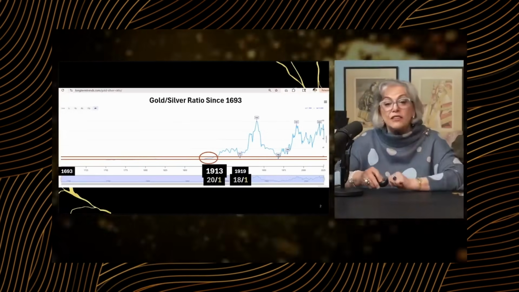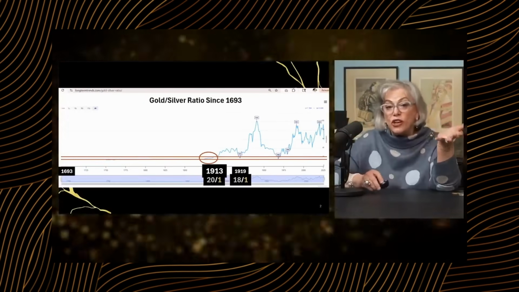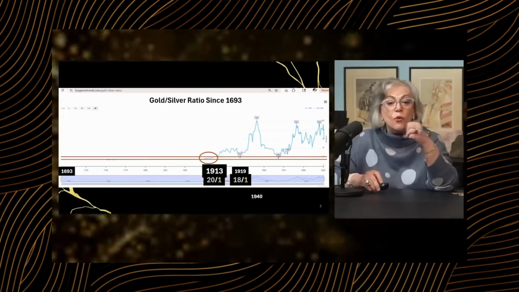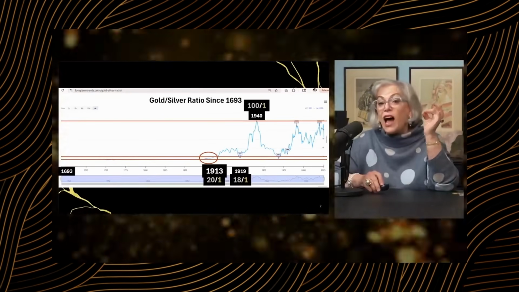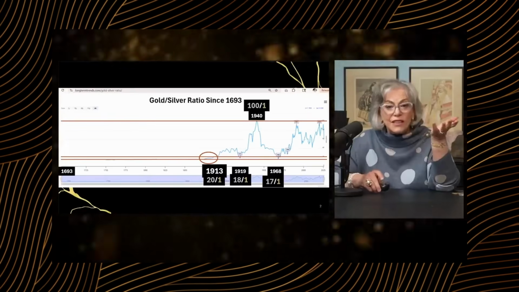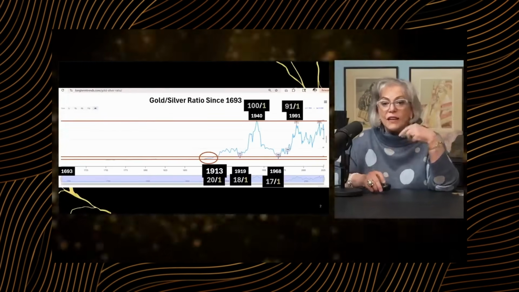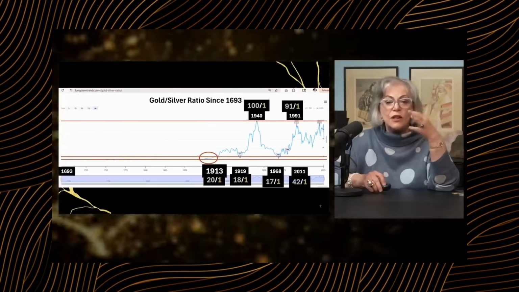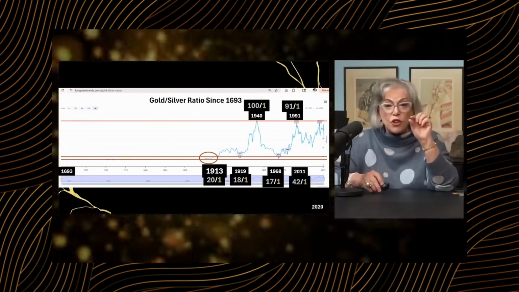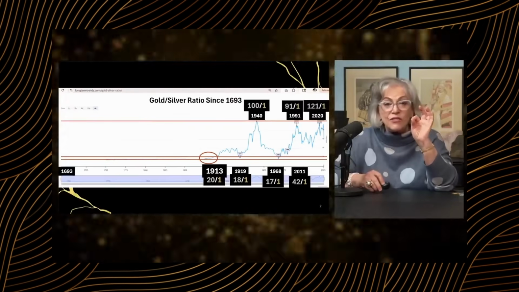But let's look at this more closely, because you can look on this chart and you can see when it hits a bottom and also when it hits a top. So 1940, that ratio was 100 to 1. And then, of course, it drops back down to 17 to 1 and then back up. Right? And testing 91 to 1, etc., and on. And we're going to look at this more closely just so you can see these patterns and as they've shifted.